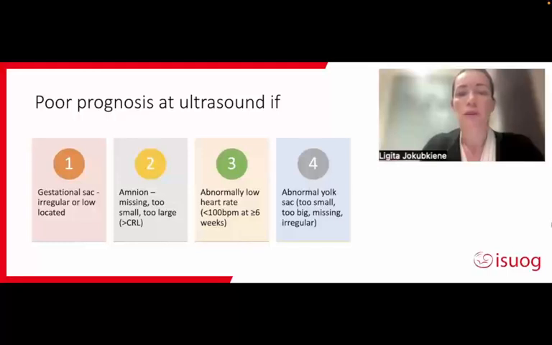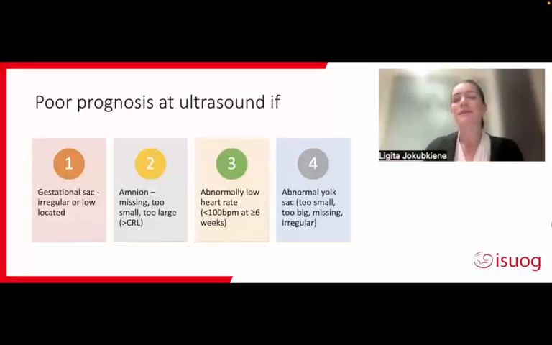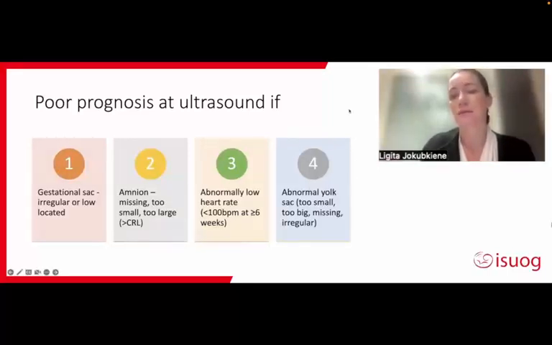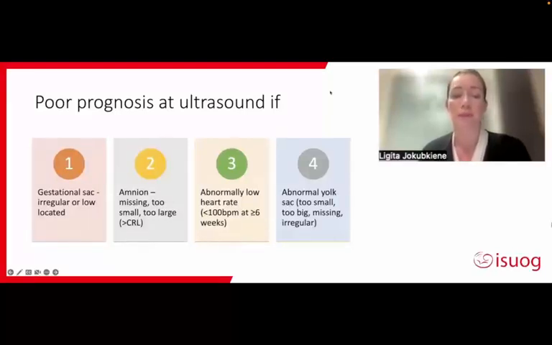So what about the prognosis at ultrasound? There are some signs that might say that this woman might have a poor prognosis for this pregnancy to successfully develop. When we look at the gestational sac, it could be an irregular or low-located sac. Of course, maybe it is low implantation, but particularly if the pregnancy is viable and we have a low-located sac, we might suspect that the sac is on its way out of the uterus, going to be expelled.